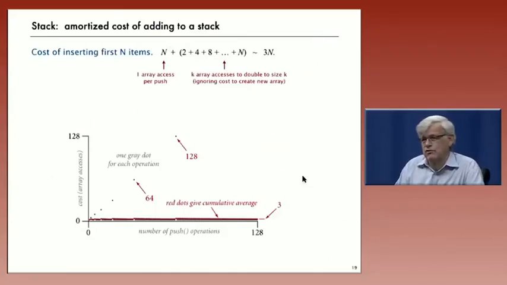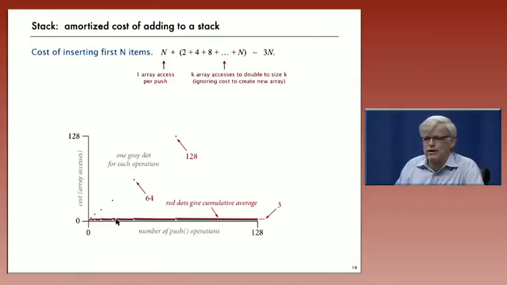So if you just calculate the cost of inserting the first n items, instead of the sum of the integers from 1 to n, you're going to have the sum of the powers of 2 from 1 to n, and that'll give a total cost of about 3n. So that's array accesses. For the copy, there are 2 array accesses. So to insert n items, it's about 3 array accesses per item.